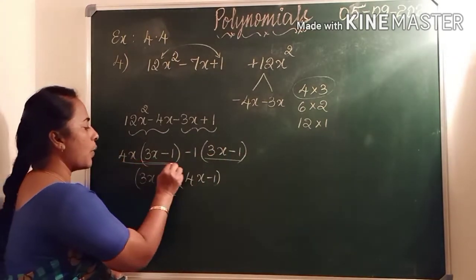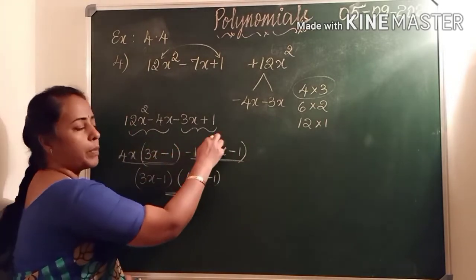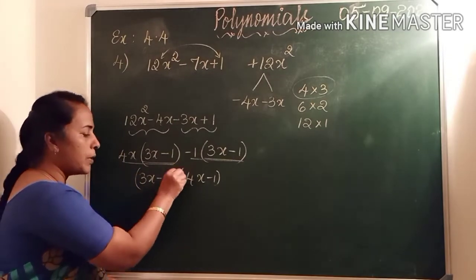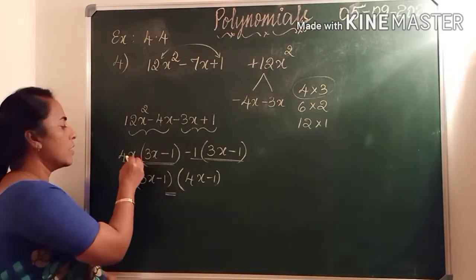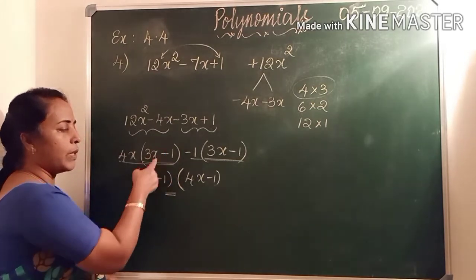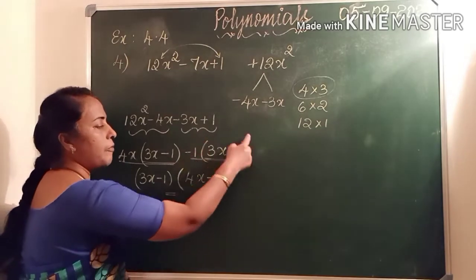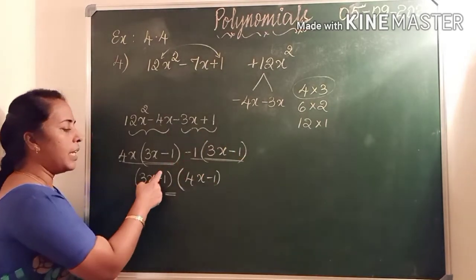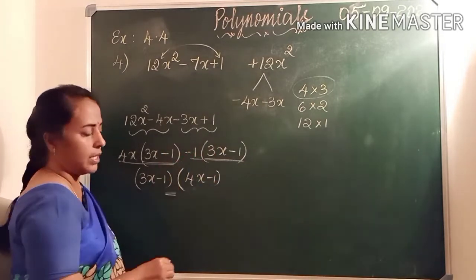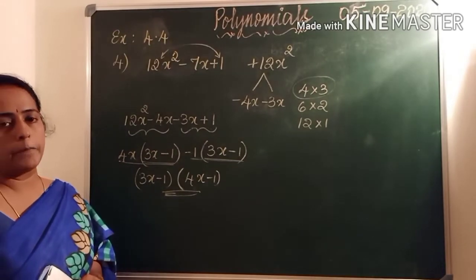Now, this is one term, this is second term. In both the terms, this bracket is common. Take outside 3x minus 1 as the common factor. Open the bracket. So same procedure. First term should be divided by the common factor. So these two will be cancelled. 4x is left over. Minus. In the same way, second term should be divided by the common factor. These two will be cancelled. So minus 1. So these two are factors of the given trinomial.